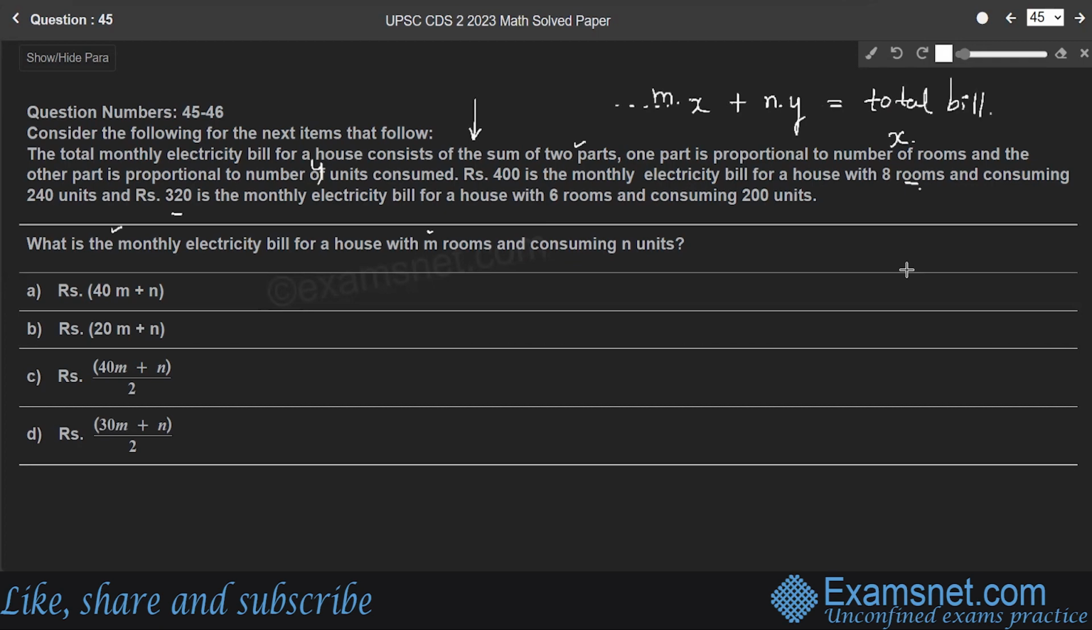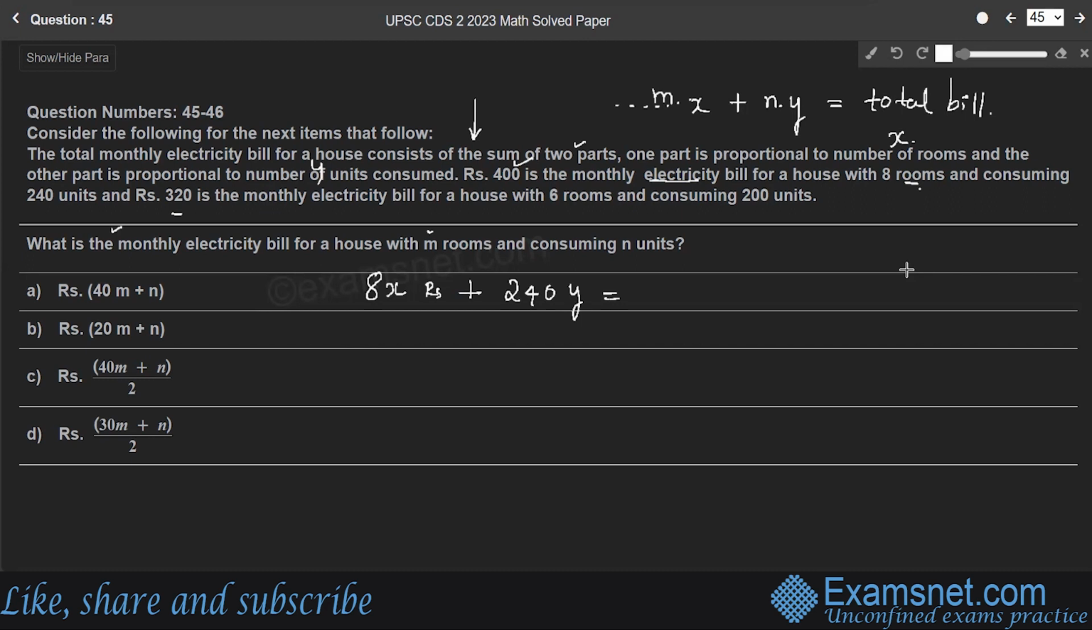It is given that 400 rupees is monthly electricity bill for a house with 8 rooms. House with 8 rooms will have the bill which is 8 into x rupees, plus it consumes 240 units of electricity. So 240 into y. So it has another part of the bill which is 240 into y.